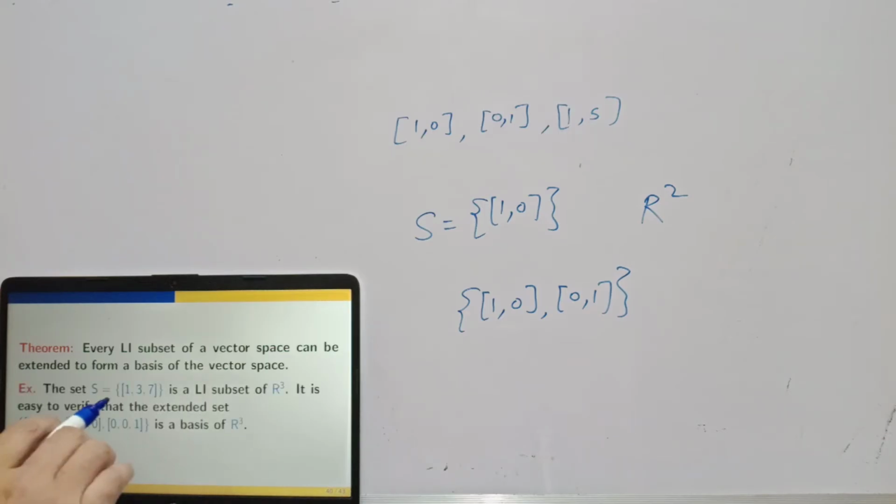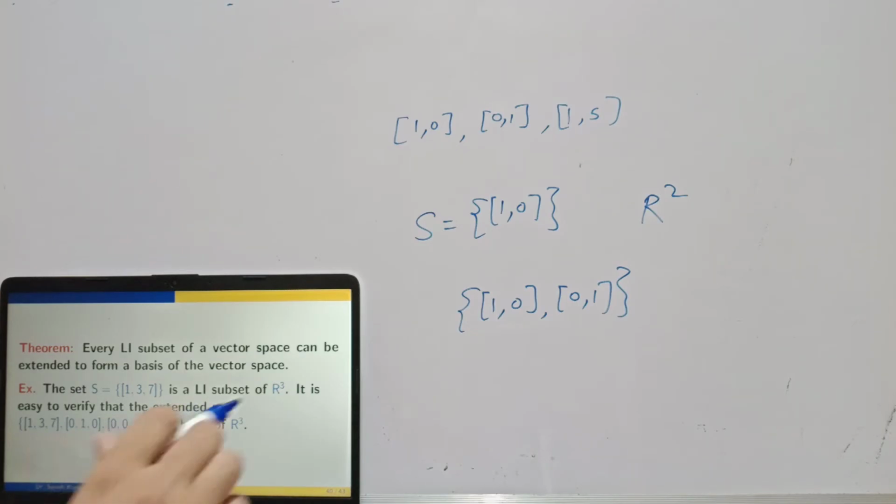For example, S is carrying (1, 3, 7) here in R3. It is a non-zero vector, it is linearly independent. So we know that the dimension of R3 is 3. So a basis must carry exactly 3 vectors. So we need to add 2 extra vectors. You need to choose 2 suitable extra vectors so that the whole set is linearly independent. So here what are added? (0, 1, 0) and (0, 0, 1). You can choose vectors from the standard basis. The idea is that after adding the new vectors, the set is linearly independent. Okay.